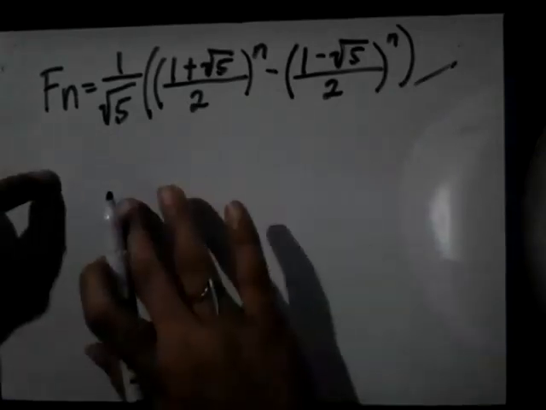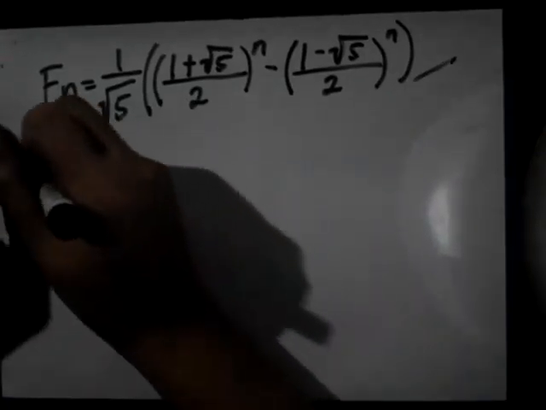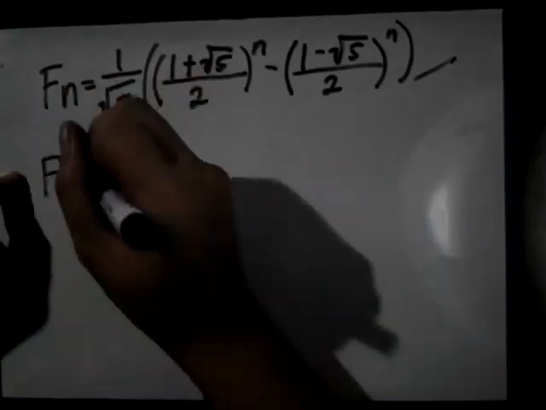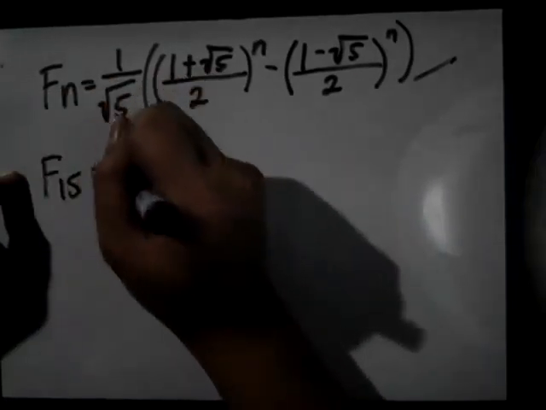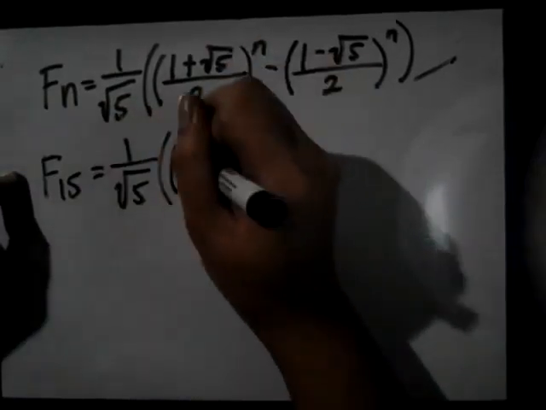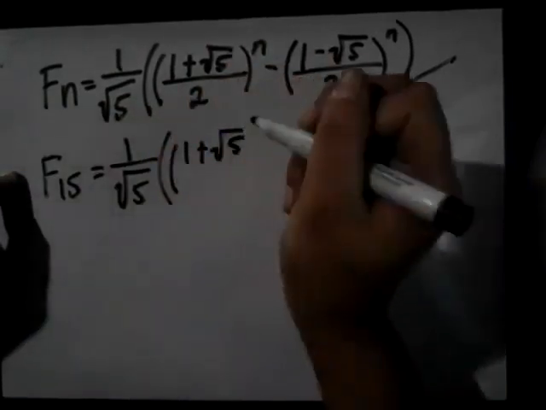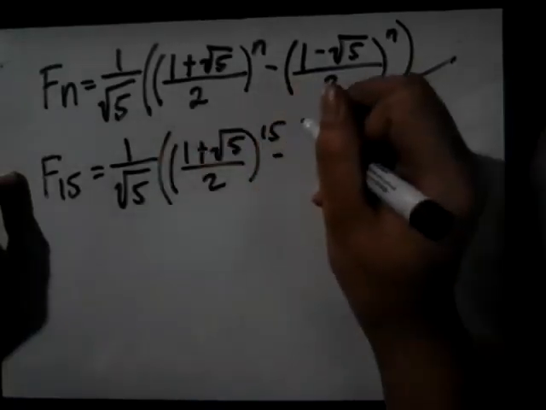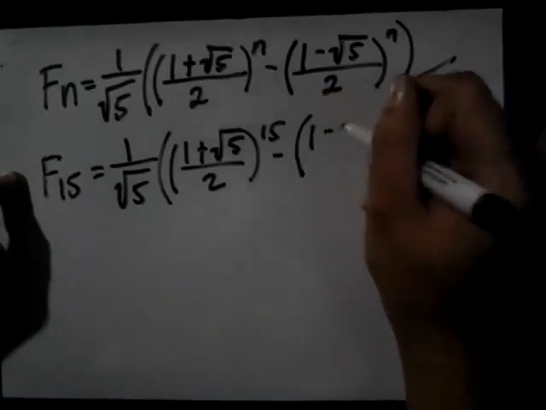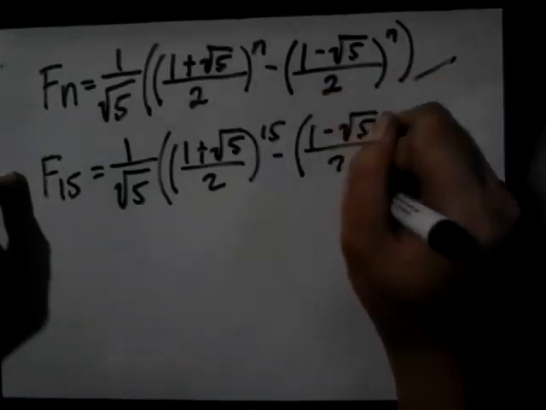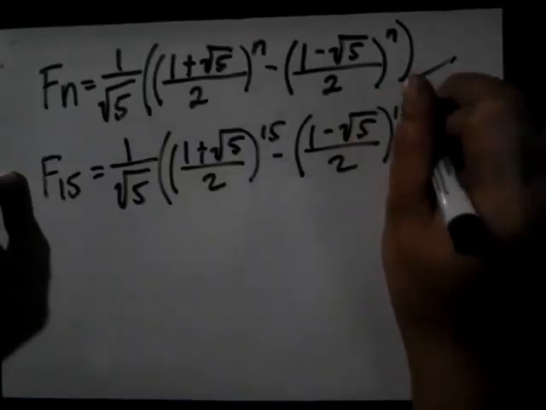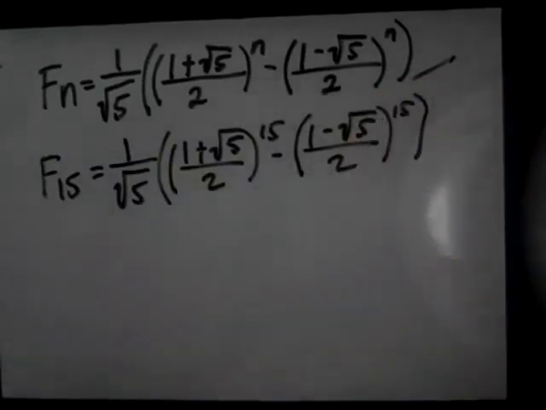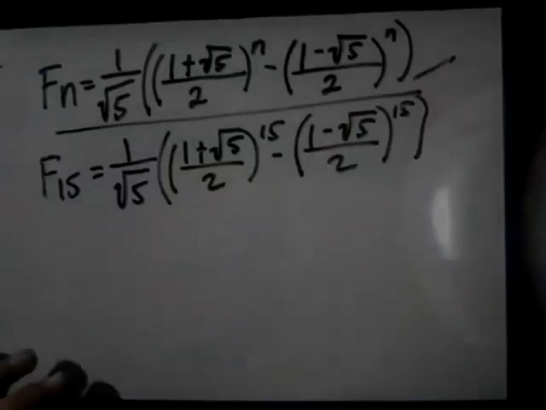F of 15 is equal to 1 over square root of 5 times the quantity of 1 plus square root of 5 over 2 raised to 15, minus the quantity of 1 minus square root of 5 over 2 raised to 15. If you have a scientific calculator, just put in this formula and you will easily get the 15th term, which is 610.